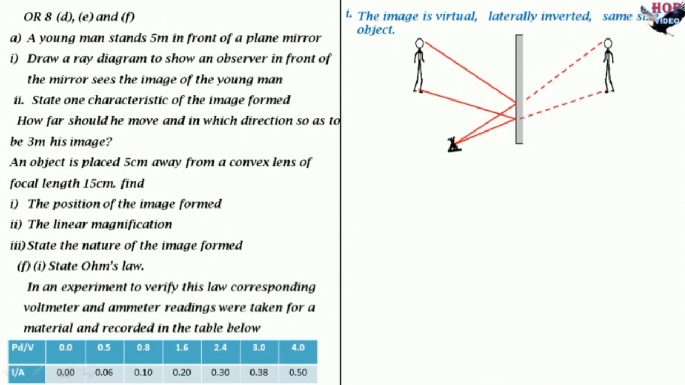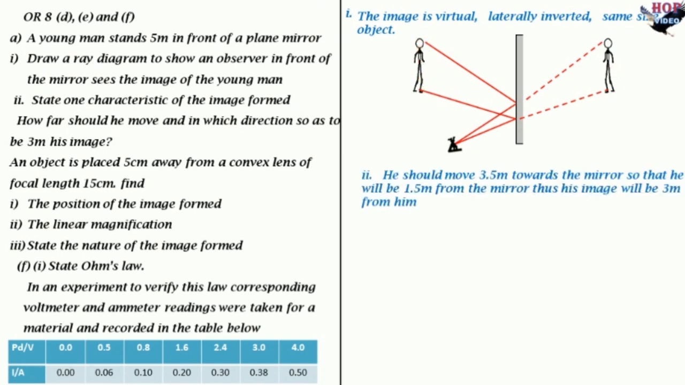So this diagram here shows how an observer here will see the image of somebody standing in front of the mirror. Now behind the mirror we use dotted lines. We use dotted lines because the image formed by a mirror is virtual. Since the image is the same size as the object, the man here will see this person in the mirror the same size as the person standing in front of the mirror.